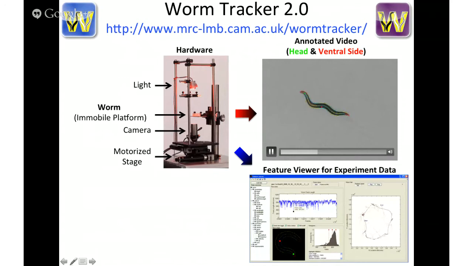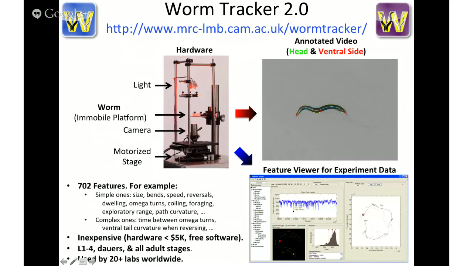There are 702 features. We'll go into them later on if we have time. But I just want to give you an example of some of them. Some of them are simple and obvious, right? What's the size of the worm? How long is it? How fat is it, depending along its body? Its posture, the speed, the number of reversals, when it was dwelling, just sitting there, the omega turns, which I had mentioned earlier, coiling, so when the worm touches itself, foraging movements at the head, the exploratory range of that worm as it goes around the plate, and the curvature of its path.